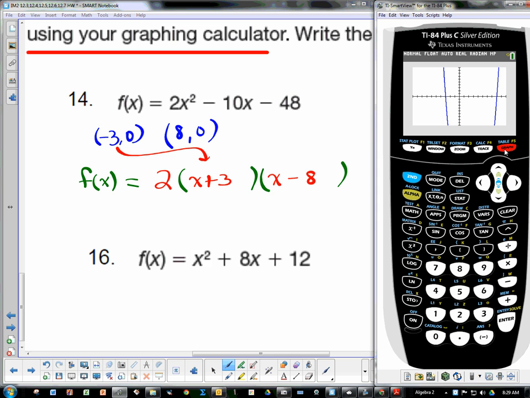Watch, it's going to turn colors on me here. Did it? And there it is. They are the same parabola, therefore you factored it correctly. Yes? Yes. Hope so.